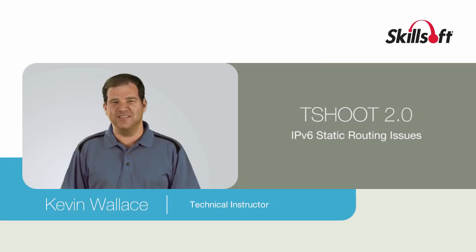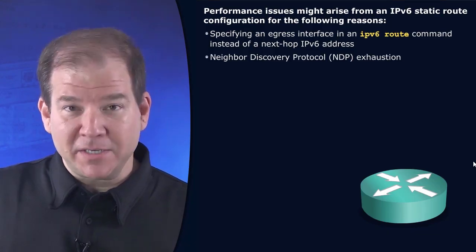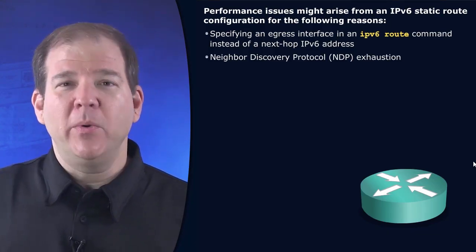Just as we can have issues with static routing in IP version 4 networks, we can have IP version 6 static routing issues as well. And that's what we want to talk about.